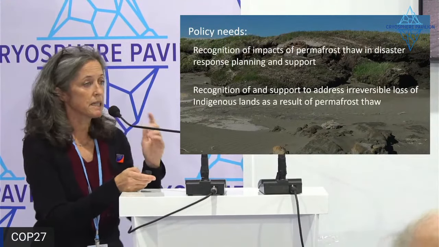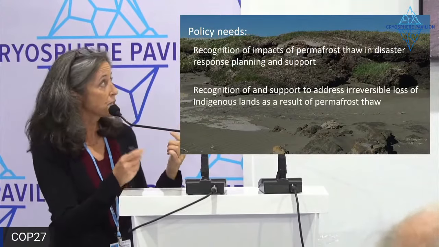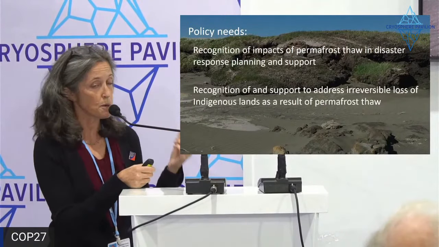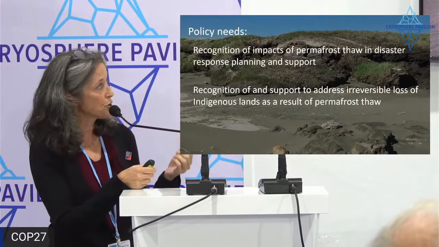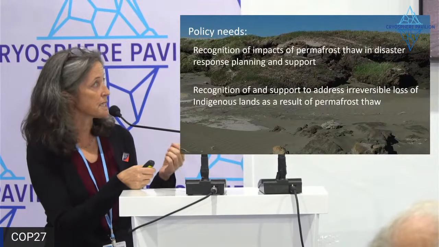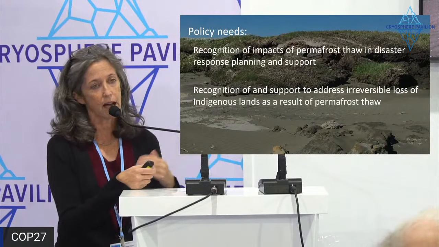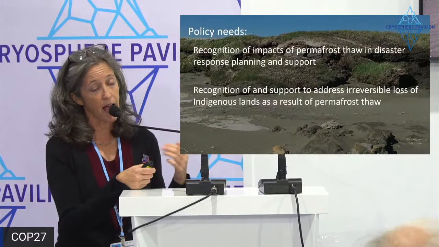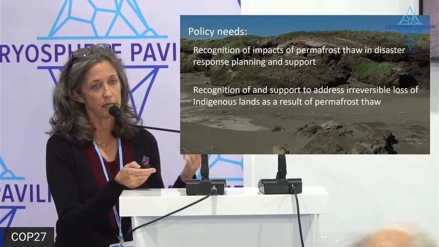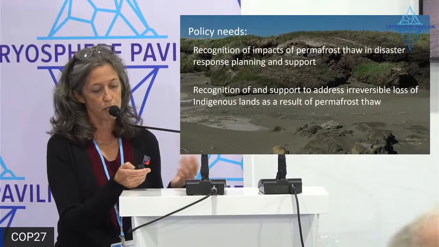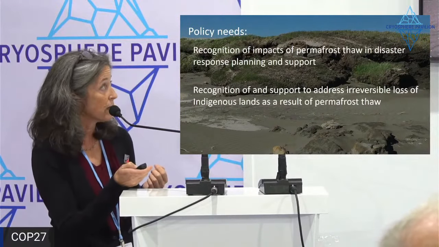The second thing I think we need, both in the U.S. and nationally, is recognition of and support, financial support, to address the irreversible loss of indigenous lands as a result of permafrost thaw. Northern communities are often left out of the conversation about loss and damage. People are losing not just land and homes, but cultural resources and subsistence ways of living.